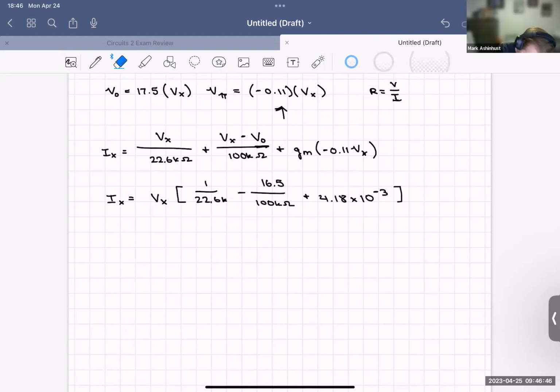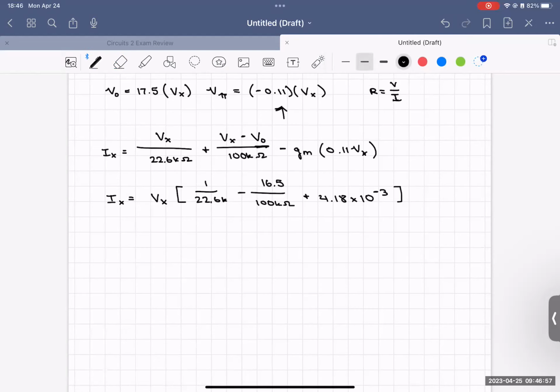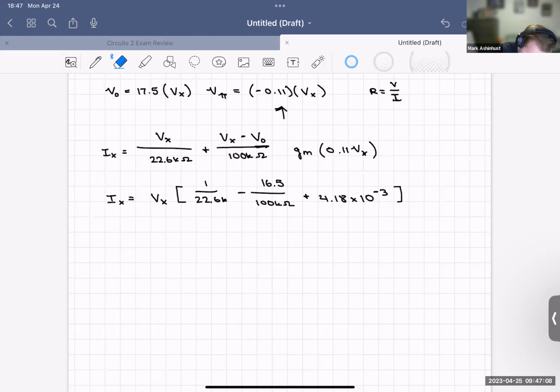Since we're going from the left side? Yeah, but sorry, because we have the negative 0.11. So it's negative gm times the negative 0.11. Thank you, you did catch me, because I did write negative 0.11 here still. So yes, it is negative, you're right. It's negative gm and then negative 0.11 Vx, which would end up being positive.